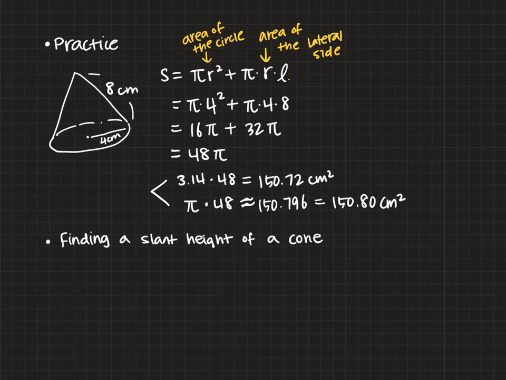The second part is going to be finding the slant height of a cone. So sometimes you're going to have a cone and you're going to have the radius and the surface area of the cone, but you're not going to have the measurement for the length. I don't know why they do that, but they do that sometimes.